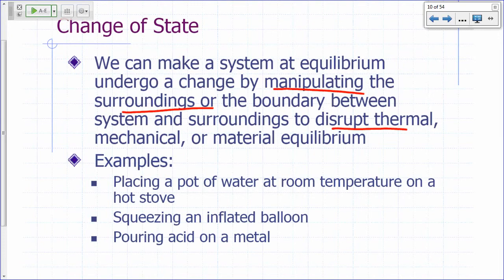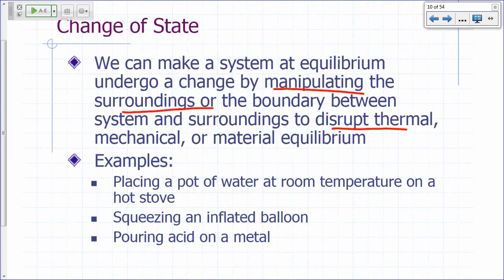For example, let's say you have a pot of water at room temperature. It's not doing anything. You're looking at it, it's fixed temperature, it's not changing its volume. So we say it's at thermal and mechanical equilibrium, right? How do we make that pot of water change? Well, you put it on a hot stove, you change the surroundings, so the surroundings is now hotter than the system. What will happen if you place something hot in contact with something cold?